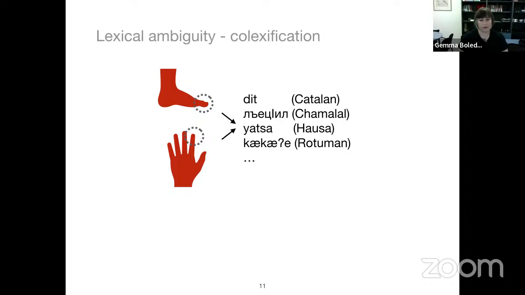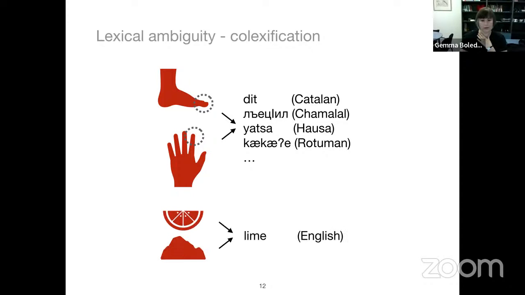All right, so it turns out that Catalan is not alone in colexifying these two meanings. There are many other languages, Chamalal, Hausa, Rotuman, and many others, more than 100 in our database, that have the same colexification. So it's as if languages like colexifying these two meanings, in a sense.